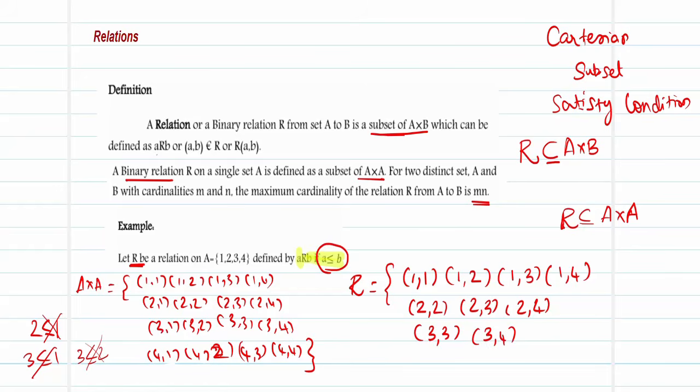Is 4 less than 1? No. Is 4 less than 2? No. Is 4 less than 3? No. Is 4 less than or equal to 4? Yes, it is equal to 4. So 4 less than or equal to 4. So I now see that R is going to be a subset of my Cartesian product A cross A. And how is this R formed? This R is formed by taking the relation or the condition which has been imposed on the set, which is now given for this problem as A less than or equal to B.